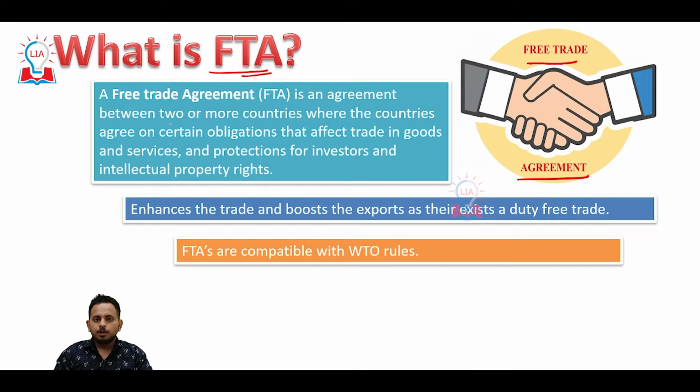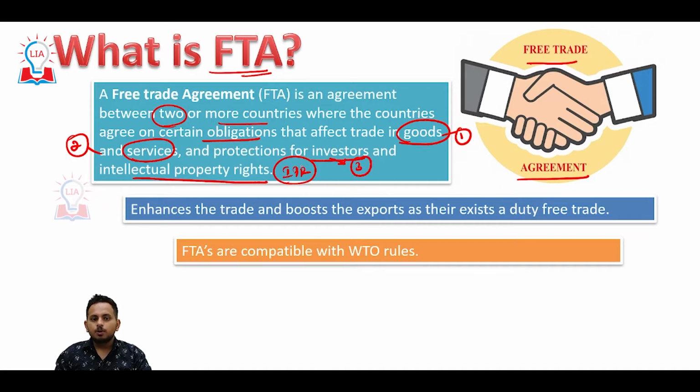FTA is an engagement between two or more countries where the countries agree on certain obligations that are related to goods and services, also protections for investors and IPR, that is intellectual property rights. What you need to know is free trade agreement will encompass goods, services, protection for investors and also IPR. These are the four dimensions that an FTA would have. FTA will include all these four dimensions.